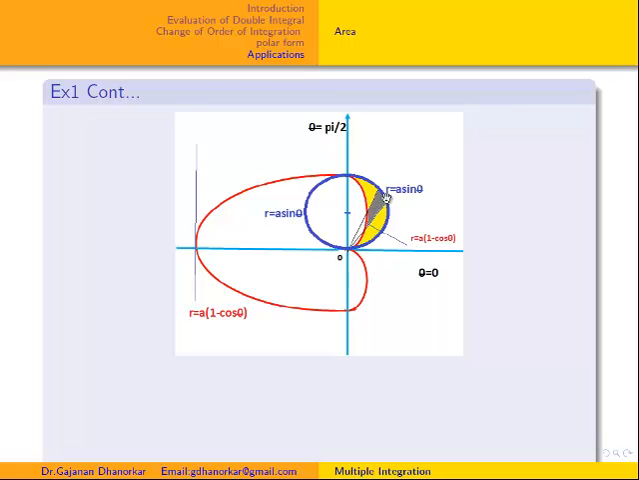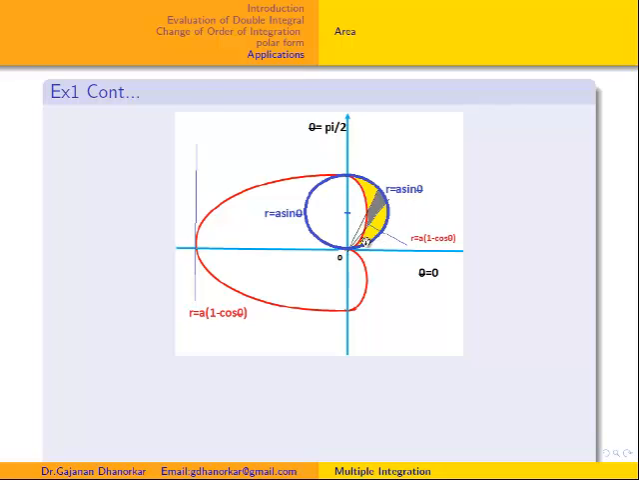Now how to find the limits? This strip is bounded by this red curve and this blue curve. The red curve is r is equal to a into 1 minus cos theta, and the blue curve is r is equal to a into sin theta. Therefore, the limits on r vary from r is equal to a into 1 minus cos theta to r is equal to a into sin theta.